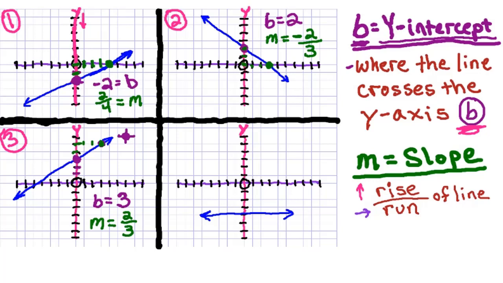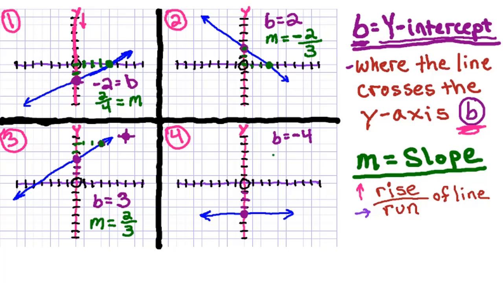Now what about graph number 4? The line crosses the y-axis right down here at this dot, at this notch. So that's going to be a negative, right? So that's going to be a negative 1, 2, 3, 4. So b is going to equal negative 4 because that's where the line crosses the y-axis.